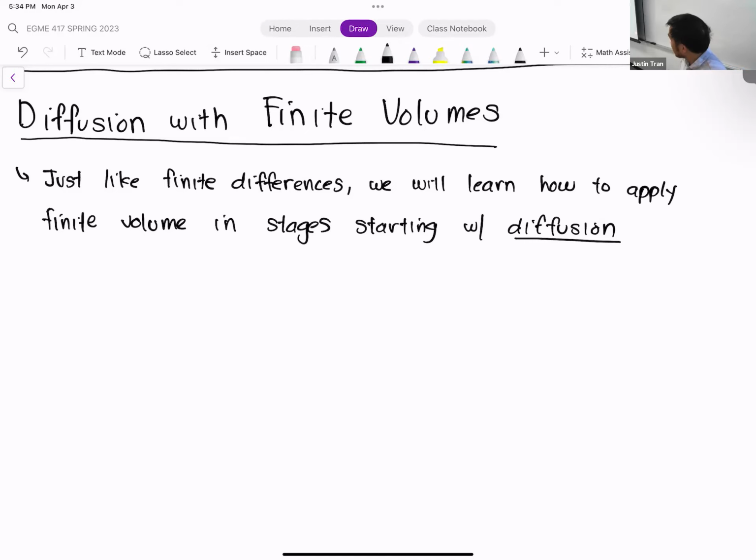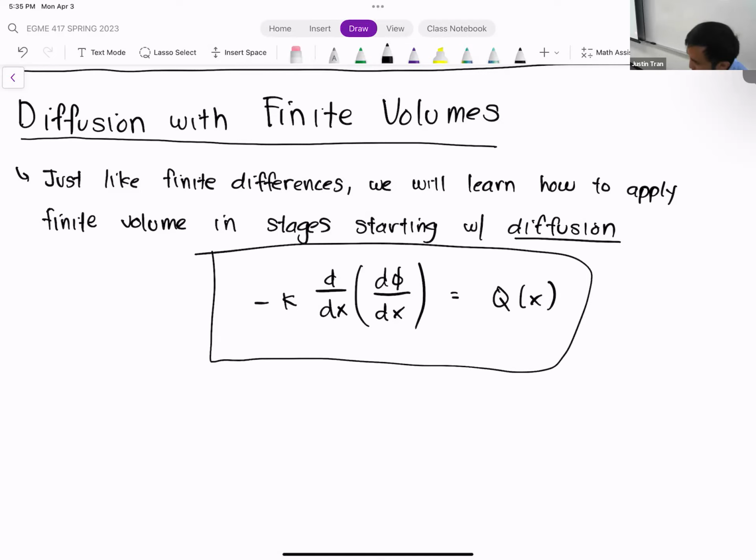Since today we're just focusing on 1D, we'll do 2D on Wednesday. Let me write out the 1D diffusion equation: minus K d/dx of dφ/dx is equal to Q of x. I wrote this in a slightly unusual way: d/dx of dφ/dx, so we're taking the x derivative of dφ/dx. Of course you can simplify this, as we did for finite differences. This entire quantity is nothing more than d²φ/dx², our familiar second-order derivative for diffusion. I've just broken it up a little bit.